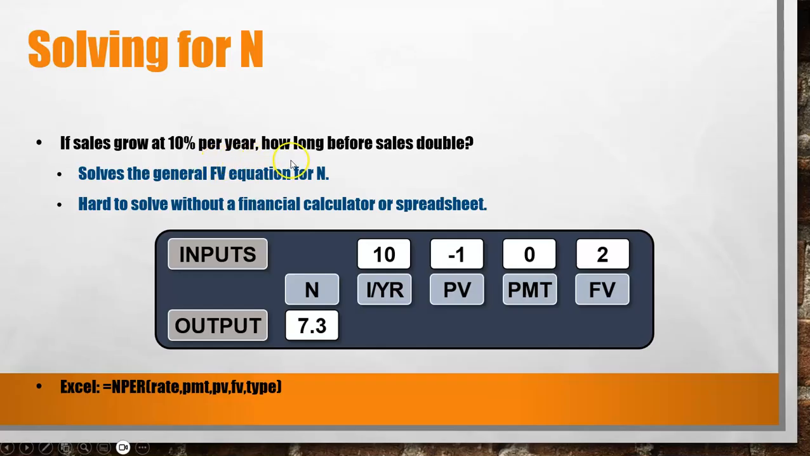If sales grow at 10% per year, how long before sales double? 7.3 years. And this shows a really valuable rule. It's called the rule of 72. If you get 10% interest, it's going to take about 7.2 years for your money to double. If you get 8% interest, it's going to take 9 years for your money to double, and so on.